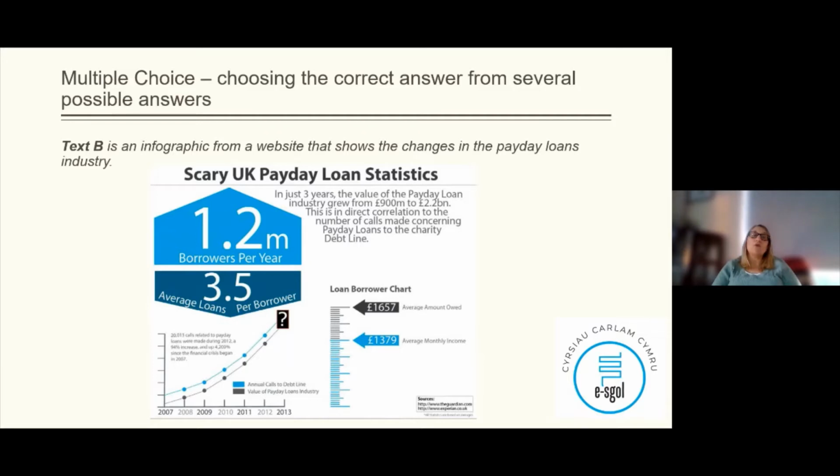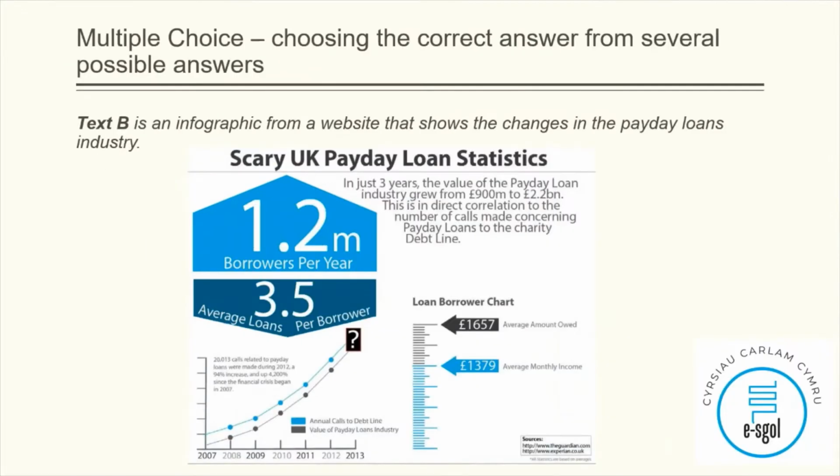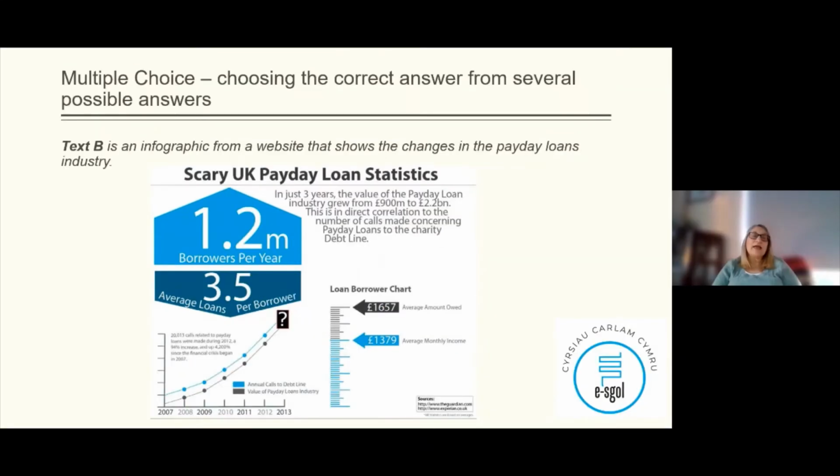So on this one you can see that it's a graph of payday loan statistics, and it compares the annual calls to Debtline against the value of the payday loans industry. Okay, and it's making you look at those statistics and compare them. It's more like maths almost, this is. So this is where your maths skills come into their own really.